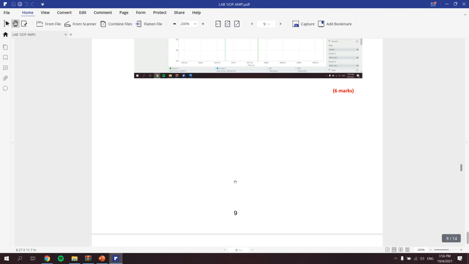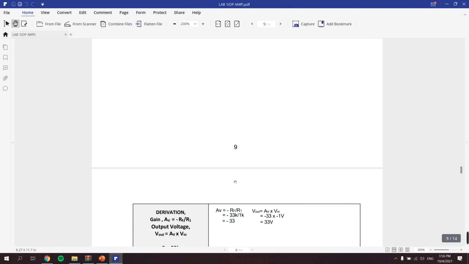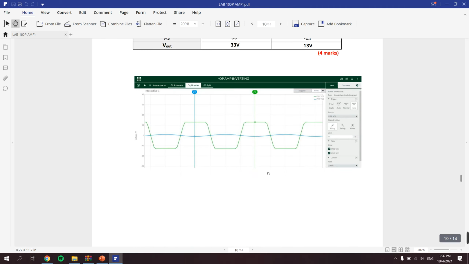In class we learned that inverting is when the phase changes, like from negative phase turning to positive phase, or vice versa. For non-inverting, the phase that goes in is the same as the phase that goes out. So if we enter positive phase, the output will also be positive phase.